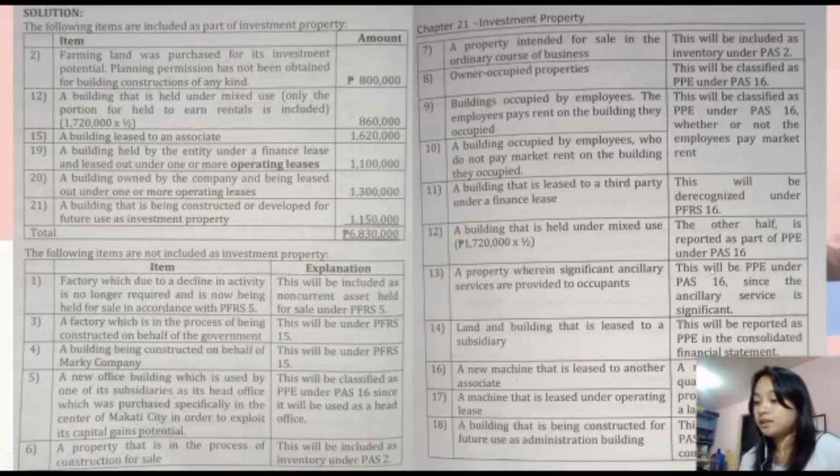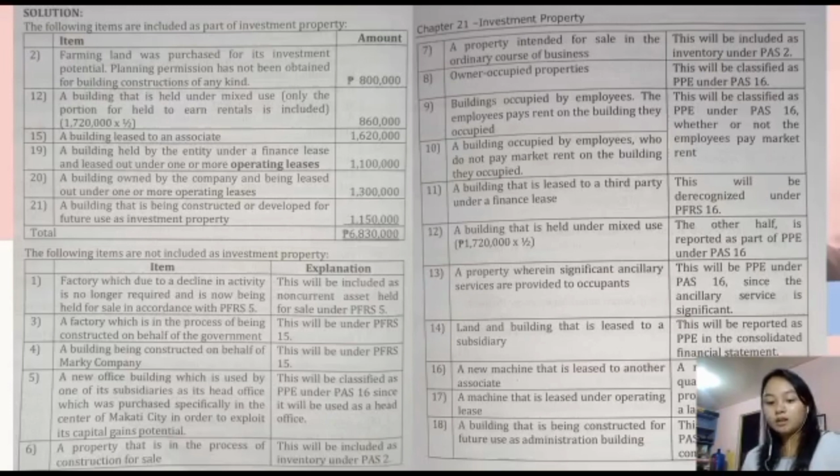So 18 is a building that is being constructed for future use as administration building. For you to determine what classification the entries are, this is the guide: the examples of investment property, or those that cannot be included in investment property. Also, we have the other classification issues.